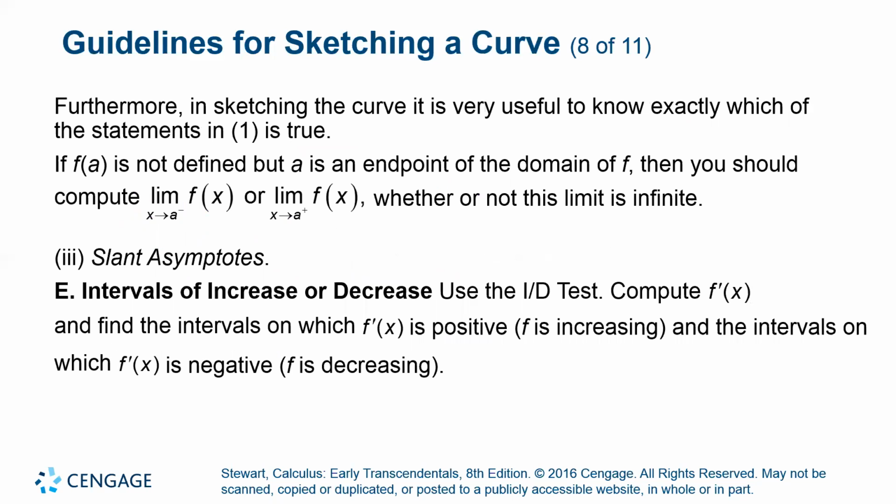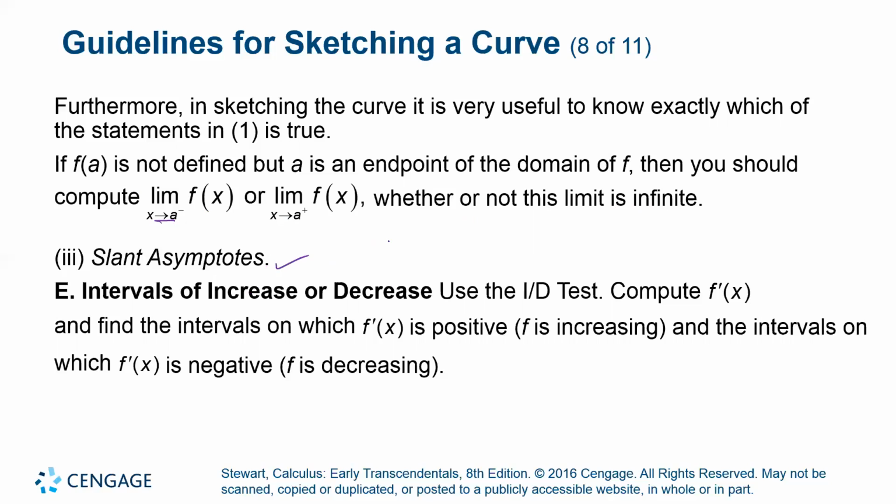Now, if f of a is not defined, but a is an endpoint of the domain of the function, then you should compute the limit as x goes to a from the minus side, or as x goes to a from the plus side, whether or not this limit is infinite. And then we also have our slant asymptotes.